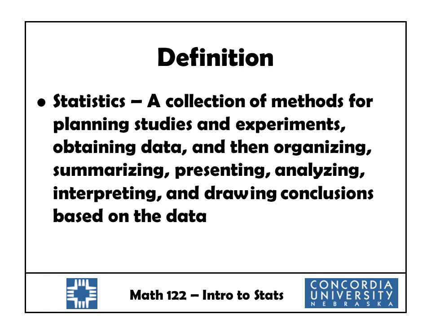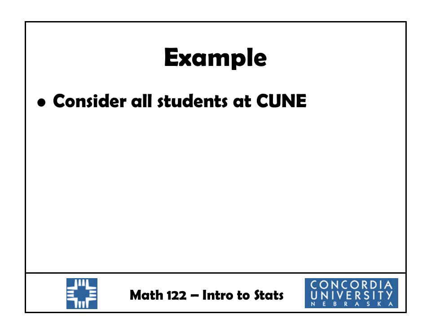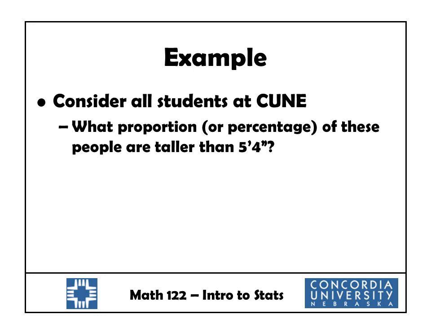You start off with planning how you're going to gather your data, and then you actually gather it, and then you have to organize, summarize, present it using things like graphs. Next, we analyze it. That's where the number crunching comes in. And then the last step would be to interpret and draw conclusions. So again, it's a very broad definition. It covers a lot of different things.